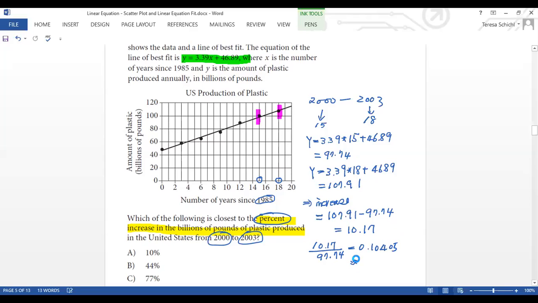So it's very close to what? It's close to 10%, right? So this is the 10%. This next one is a little bit tricky and a little bit harder.